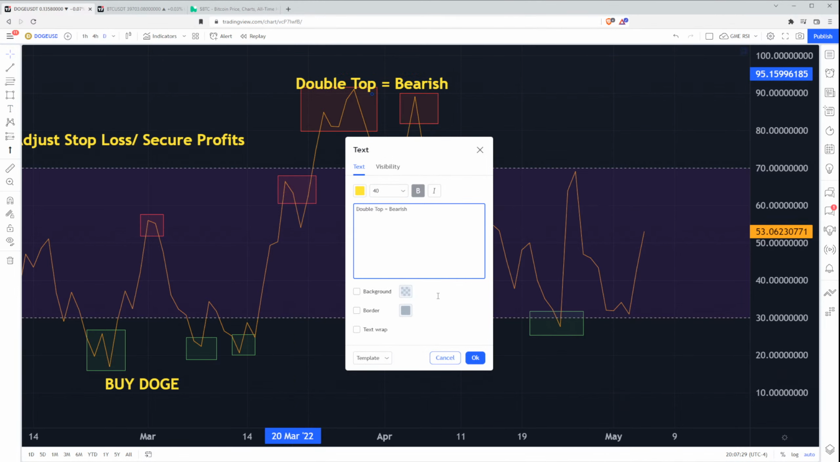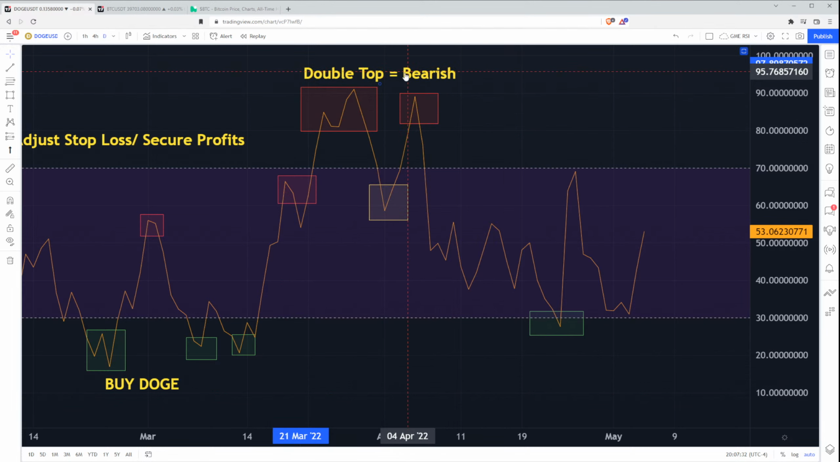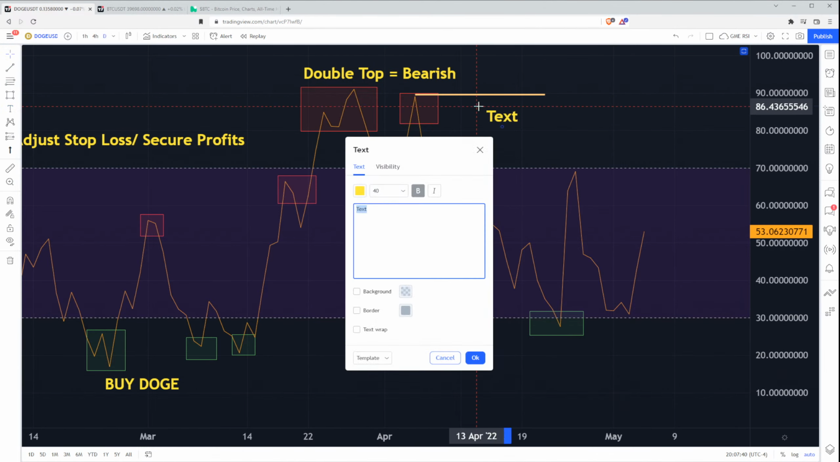And you don't need double top on candles. You can be double top on RSI as well. So definitely take profits here. And then this second double top like this, some people are going to short. I don't condone shorting Doge.